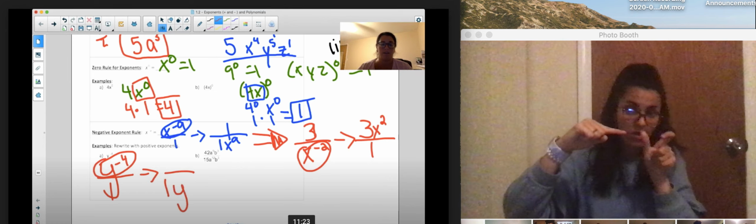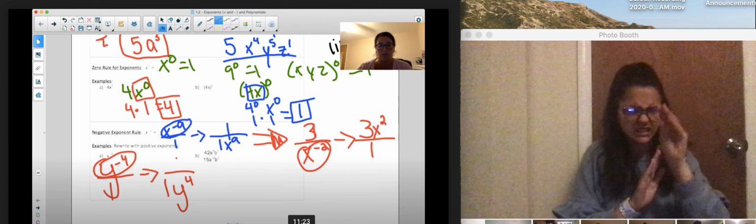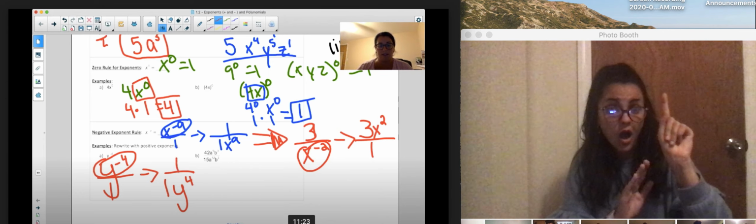And then remember, this is all being moved. I'm going to create the fraction. The 1 can stay here. I'm going to make this y to the 4th. And I need to put something in the numerator because there's nothing there. So we just put a 1. So that's the final answer.